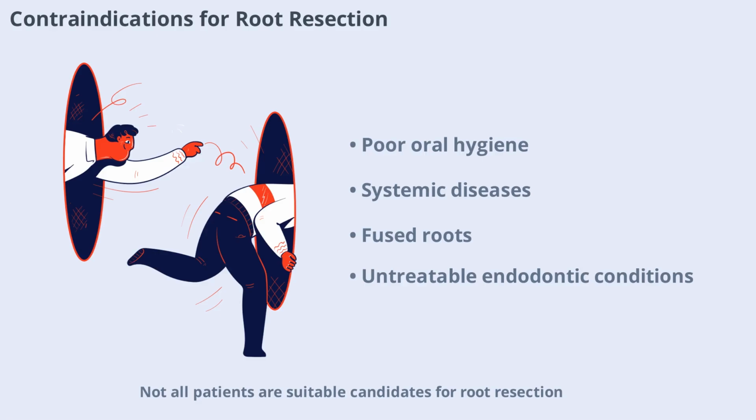Not all patients are suitable candidates for root resection. Contraindications include poor oral hygiene, systemic diseases that affect healing, fused roots, and untreatable endodontic conditions. In these cases, alternative treatment options should be considered to avoid complications and ensure patient safety. A thorough evaluation of the patient's overall health and dental status is necessary before proceeding with any surgical intervention.